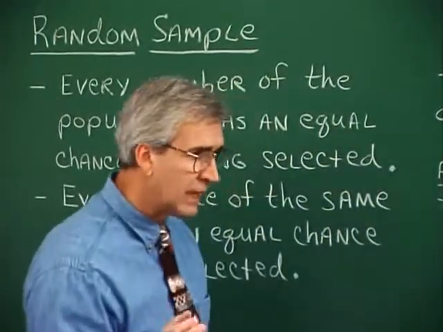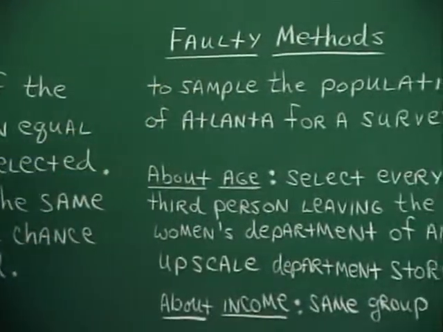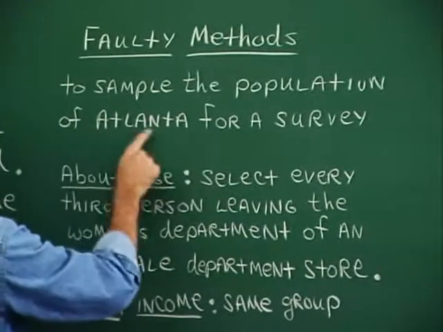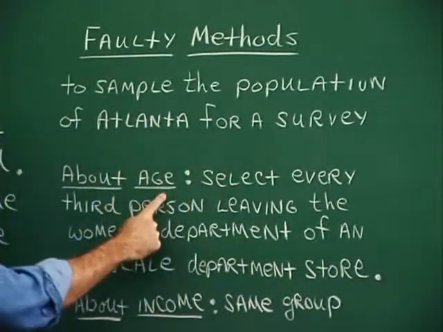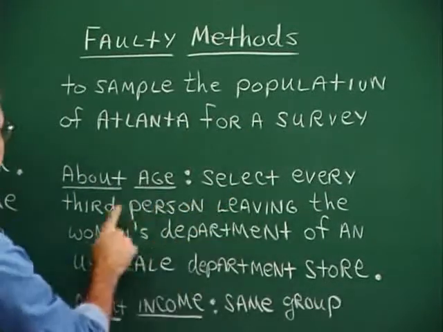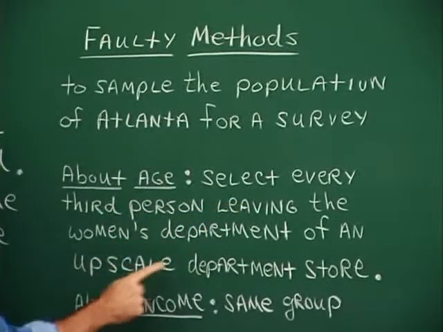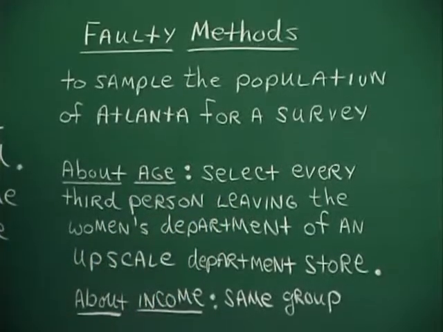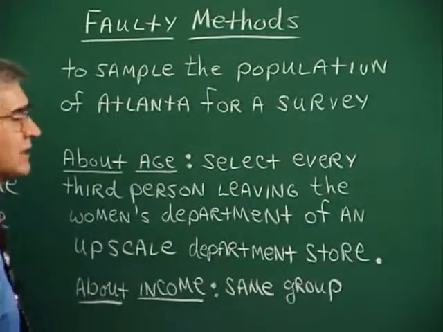Another example of what not to do in sampling is this. These are a couple of other faulty methods. Suppose we want to sample the population of a big city like Atlanta for a survey about age. So we're going to survey people about age. And we select every 3rd person leaving the women's department of an upscale department store. Now, what's wrong with that? Why would this be a biased sample?